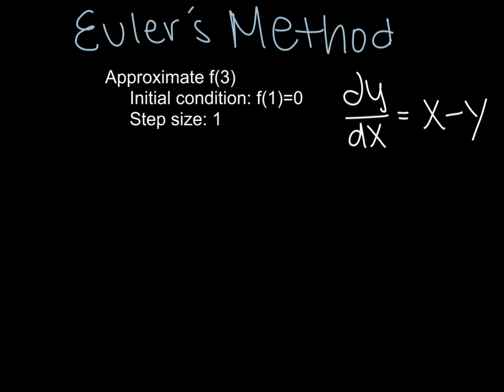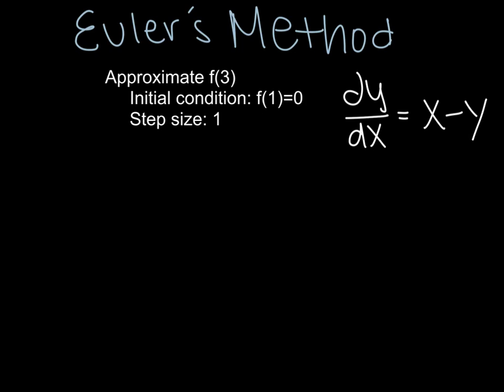So looking at solving Euler's method, it'll give you three basic important pieces of information, or four. It'll tell you what to approximate. In this scenario, we're looking for f of 3. It'll also tell you the initial condition, which in this case is f of 1 equals 0, the step size, which is 1, and the differential equation that we'll be using. In this case, it's x minus y.